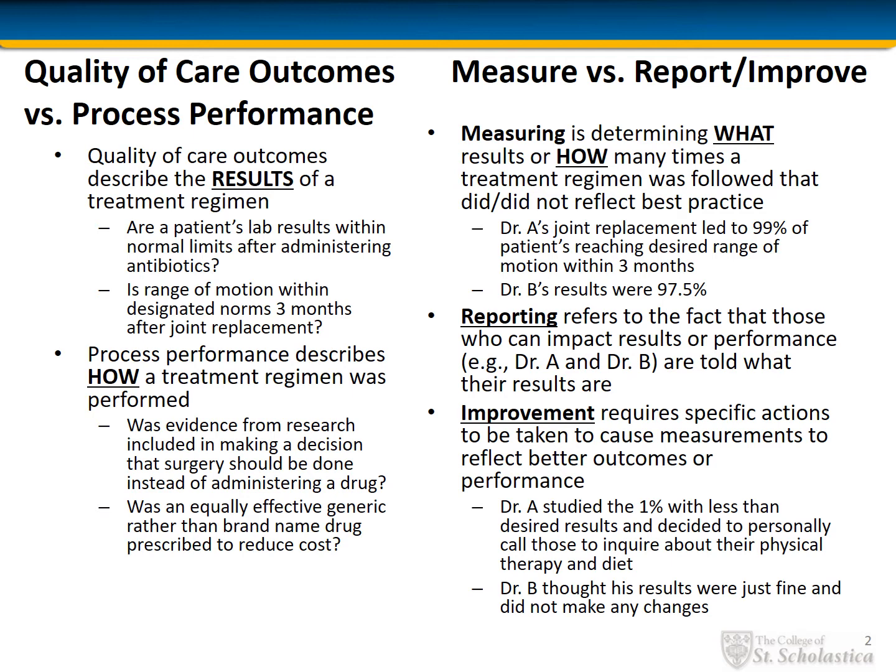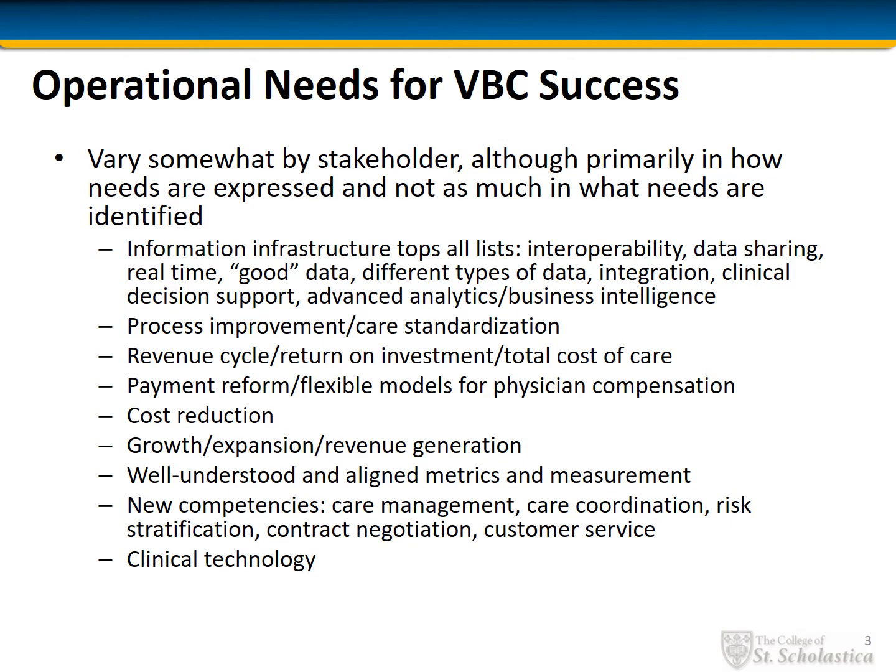So it is clearly important that we consider operational improvements needed for value-based care to succeed, that we keep these definitions and key points about quality measurement, reporting, and improvement in mind. Operational needs for value-based care vary somewhat by stakeholder, such as provider organizations, physicians separately, health plans, and others, including patients, although primarily in how needs are expressed and not as much in what needs are identified.